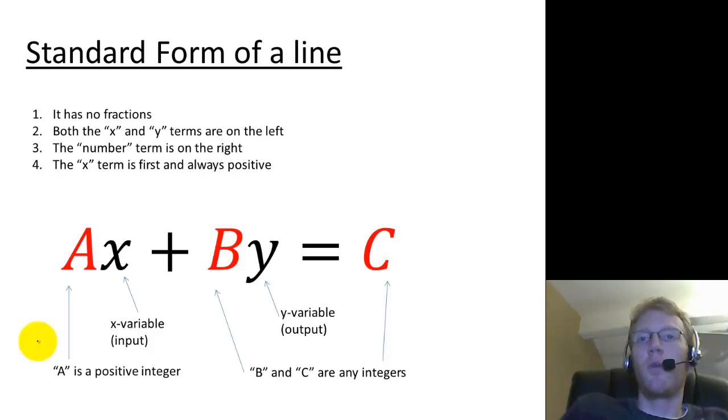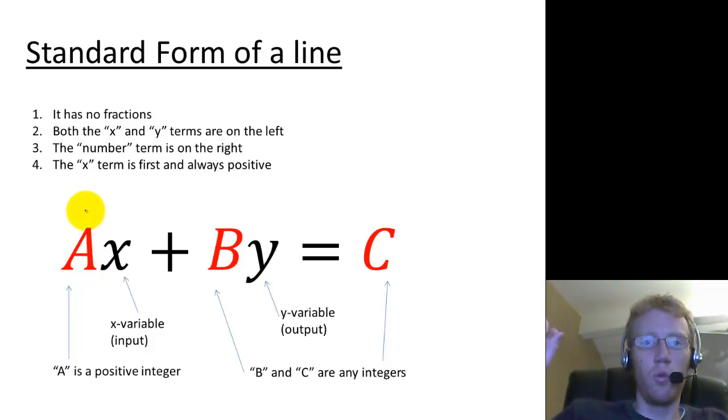But when you have two or more equations all together in the same problem, then standard form becomes a lot more useful. So some of the properties of an equation in standard form are it has no fractions, which I think some of you guys will be happy about. Both the terms with x and y are on the left-hand side of the equation. The number term, so c, is just a number with no x or y, that's always on the right. And the first term in the sequence, which is the x term, comes first and it's always positive. So I'll show you some examples in a second, but essentially those are the rules that you have to follow for writing an equation in standard form.